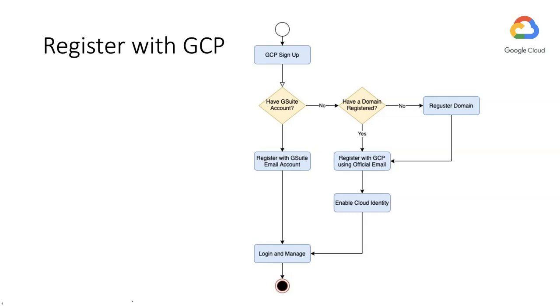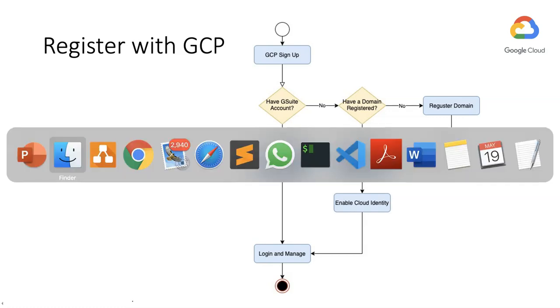And of course, on the right hand side, if you don't have any domain registered, you can go ahead and register a new domain. I'll show that to you in this demo, because I'm just about to use my company domain to attach it with the GCP account. Let's see how to do that now.